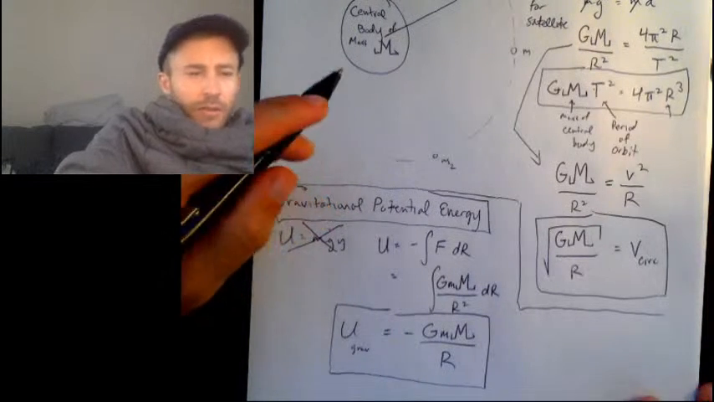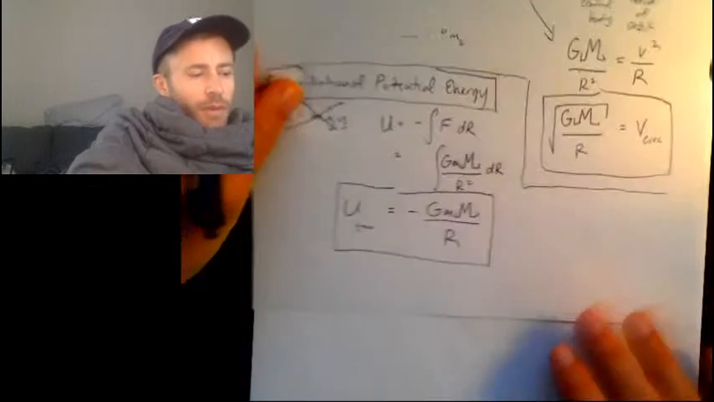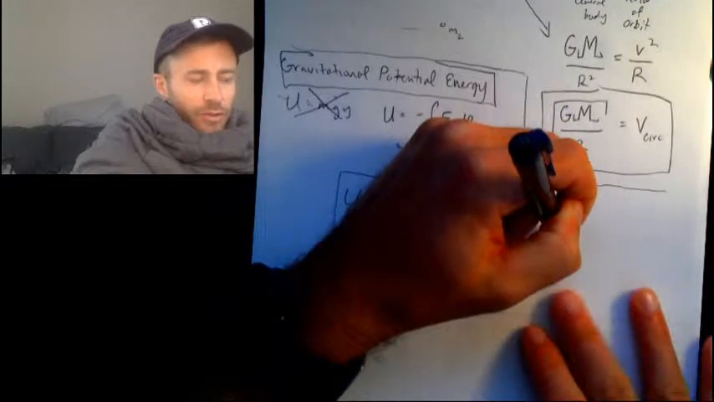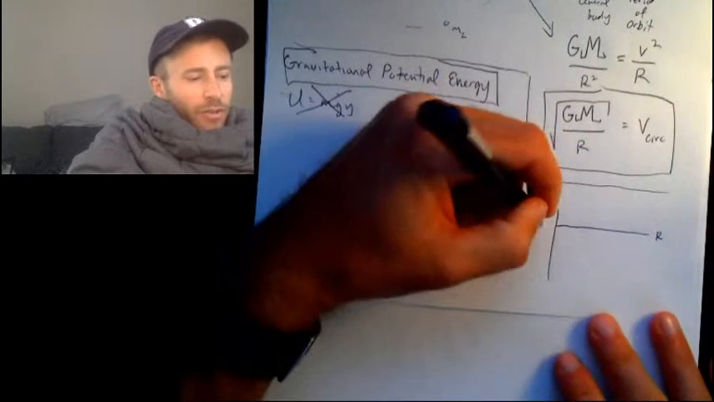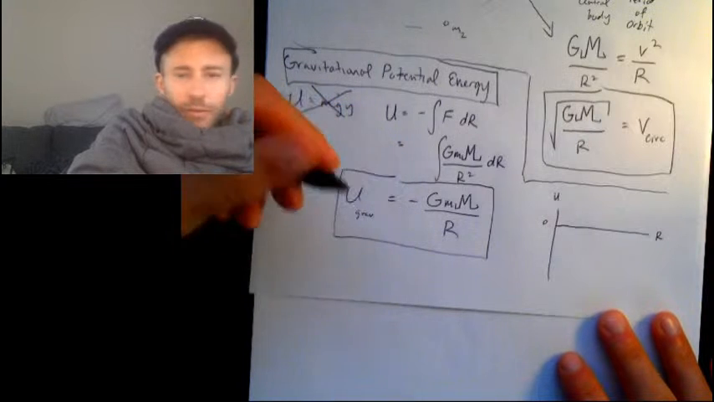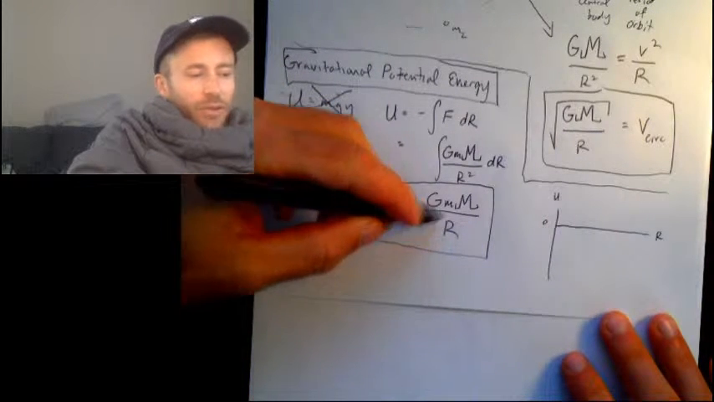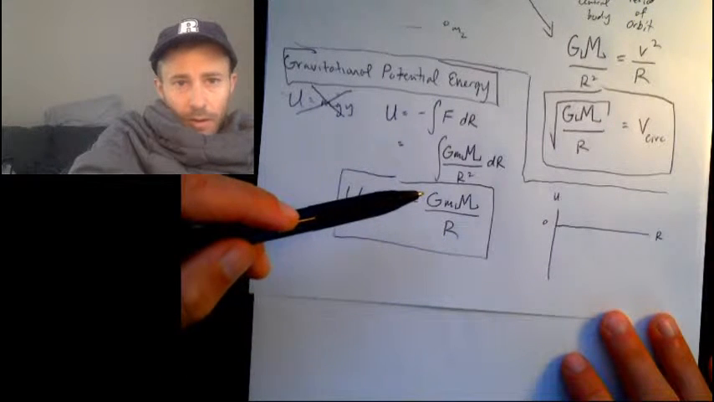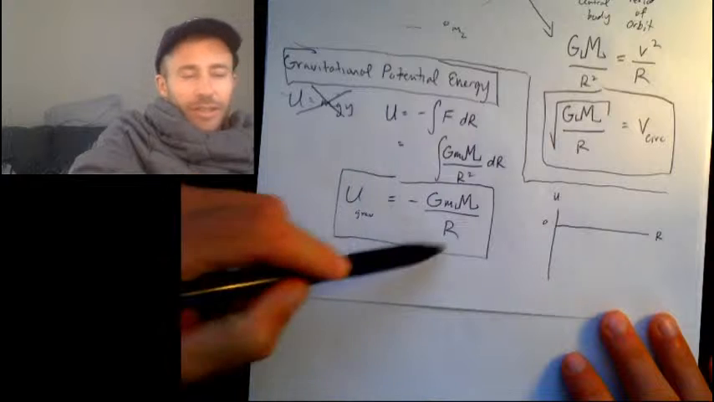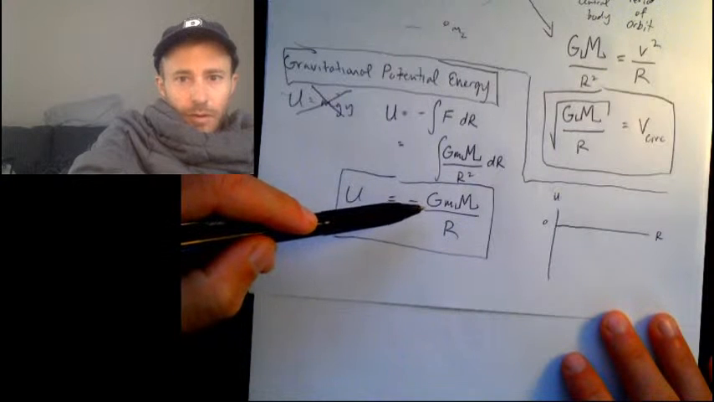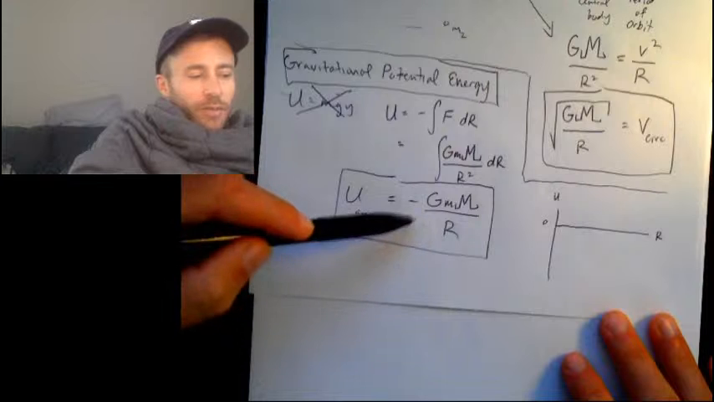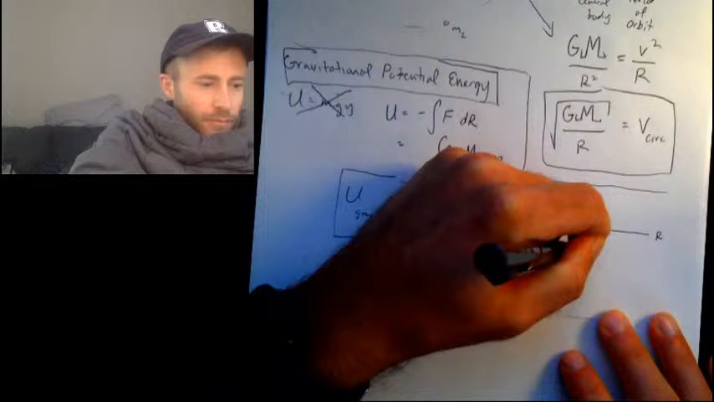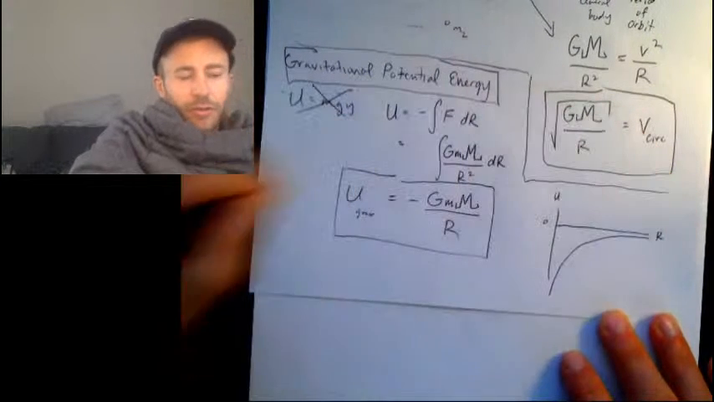All right. So what does it look like if we were to graph gravitational potential energy versus r? Well, it's actually negative. So if two things are infinitely far apart, if their r value is infinity, for example, then the gravitational potential energy is 0. And if they're really close together, then you get a big negative number. So what this graph looks like is something like this.